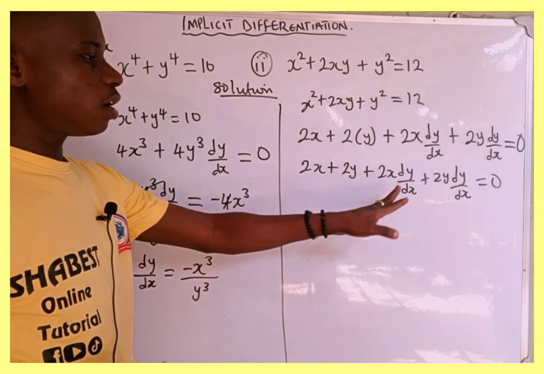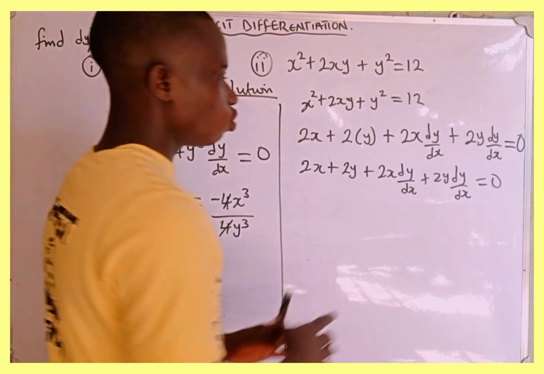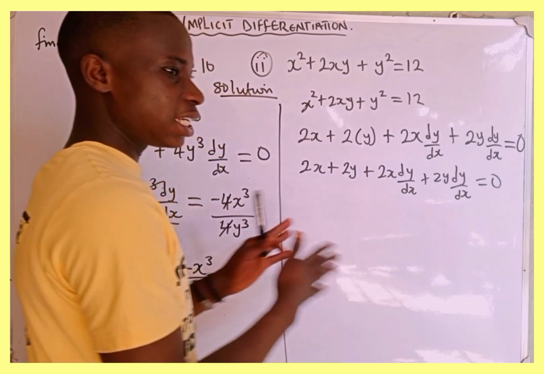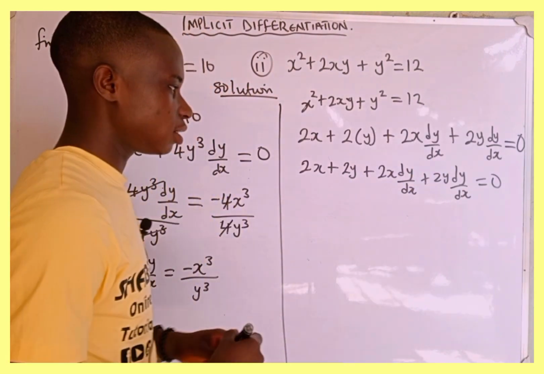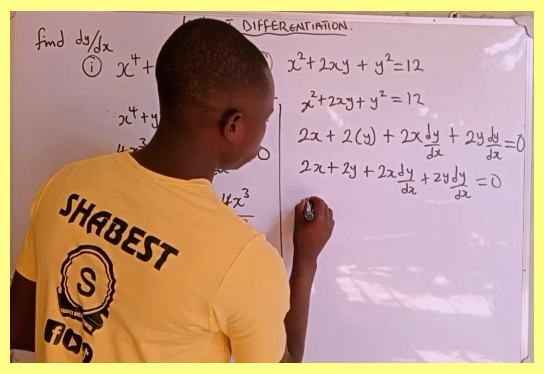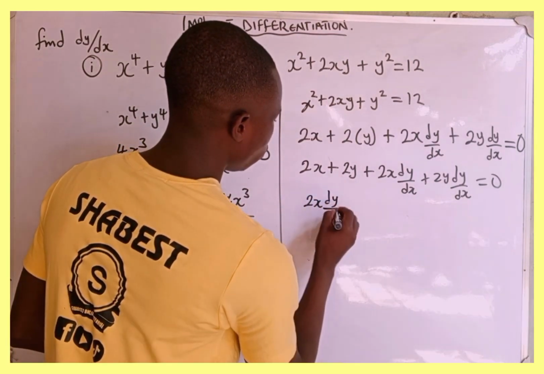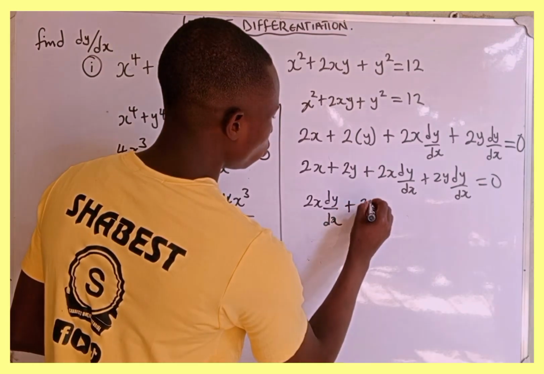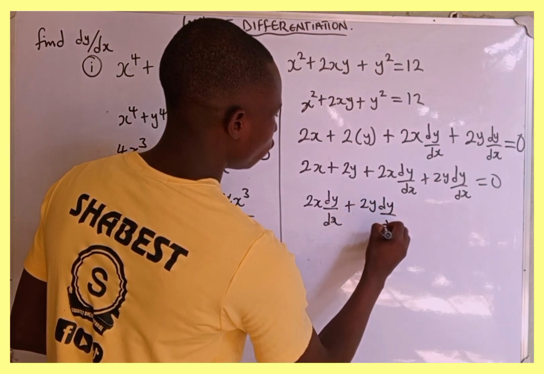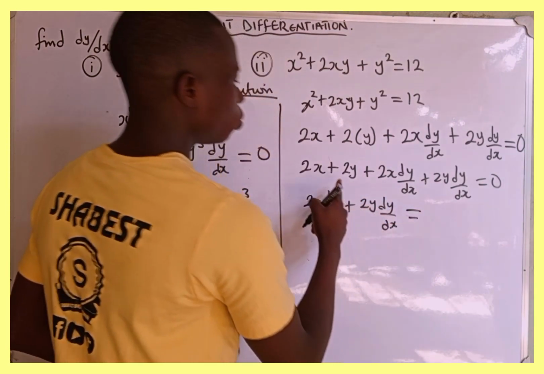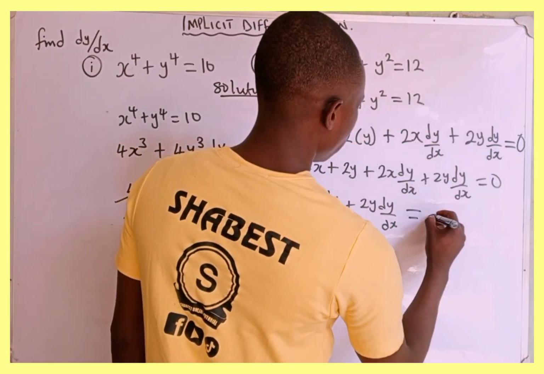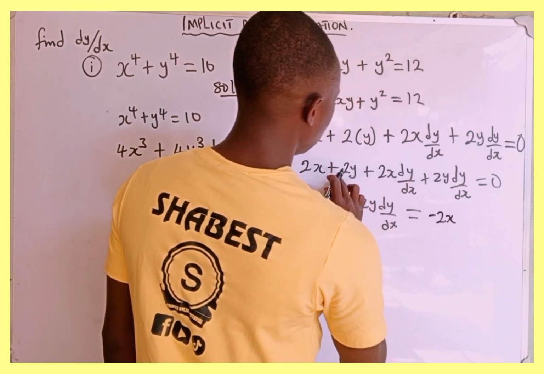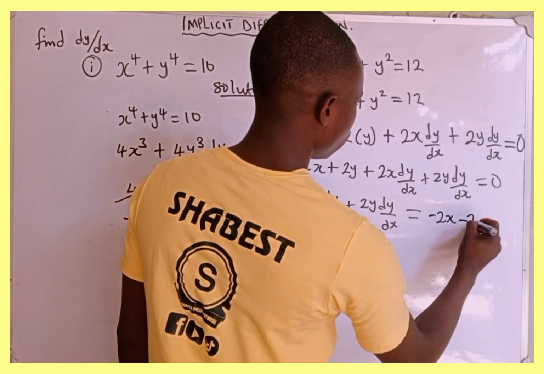Remember, we're looking for the value of dy over dx. Now we're going to move all the terms with dy over dx to the left hand side and all the terms without dy over dx to the right hand side. So on the left hand side, we're going to have 2x dy over dx, then plus 2y dy over dx, which is equal to, we're going to take this 2 to the other side of this equation, it's going to be minus 2x. Then this plus 2 is also going to cross, and is going to be minus 2y.